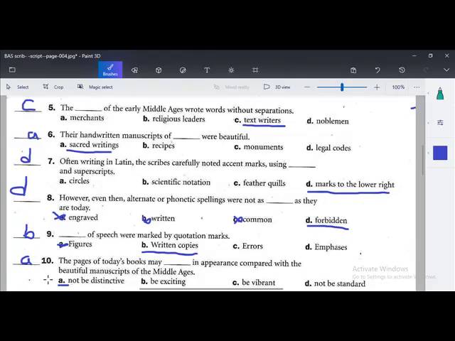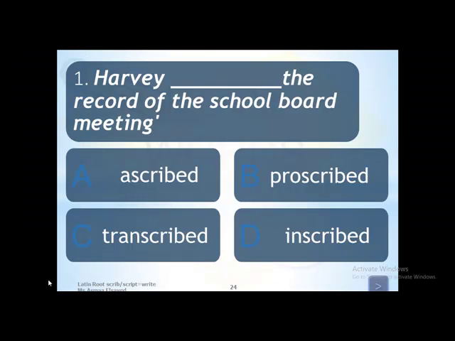Let's get back. Come on, the ones who didn't participate, it's your time. Prepare yourself. So far so good. Now, that's an MCQ question, multiple choices. I need you to narrow down your choices again. Harvey, the record of the school board meeting. Okay, ascribed means attribute to. Proscribed means he prohibited. Transcribed means he wrote. Or inscribed means he prayed. Which one is the answer?